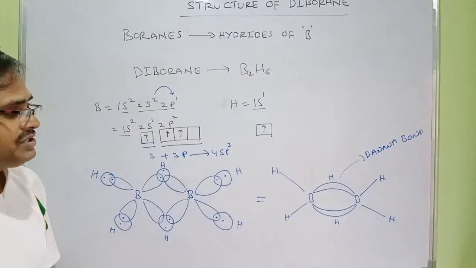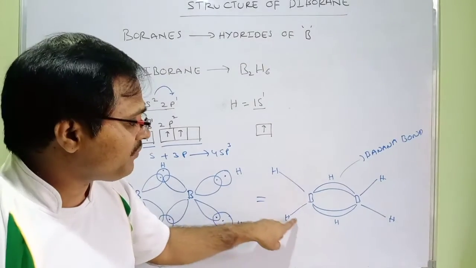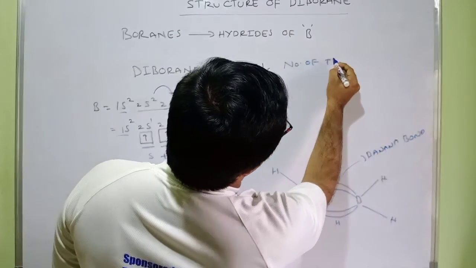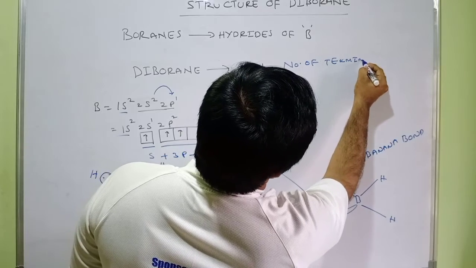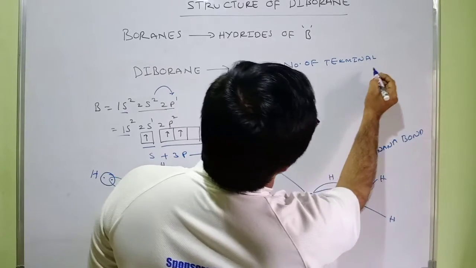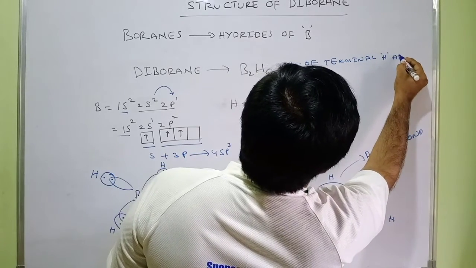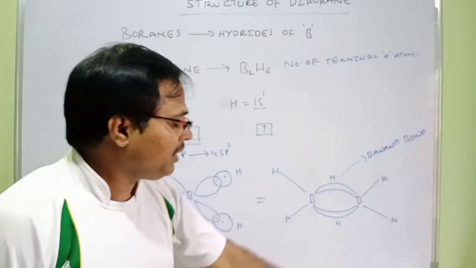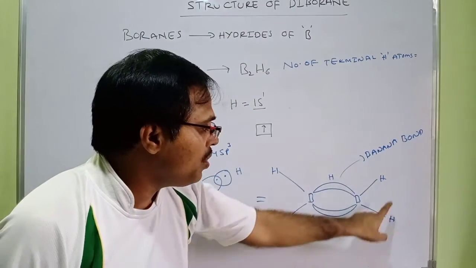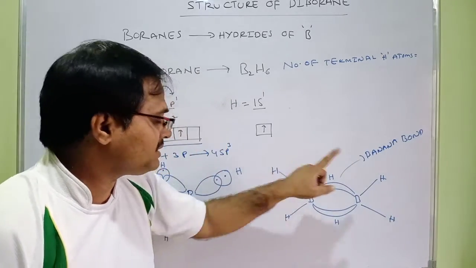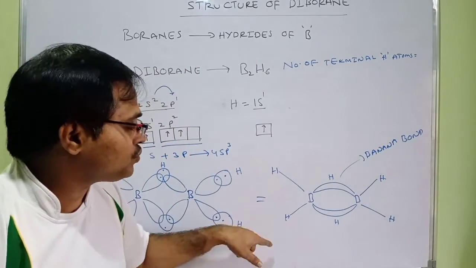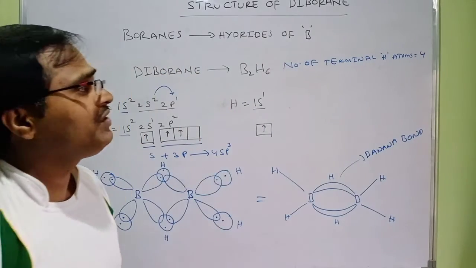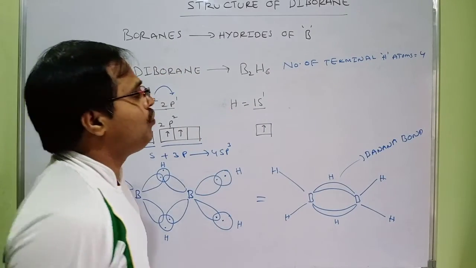So shall we write once? Look here. Number of terminal hydrogen atoms: how many? Around the terminals, how many hydrogens do you have? 1, 2 on that side. This side you have 2. Total 4 hydrogens. So in diborane, the number of terminal hydrogen atoms is 4.